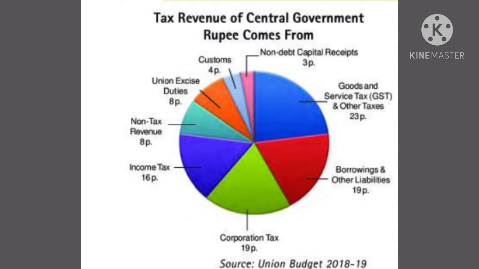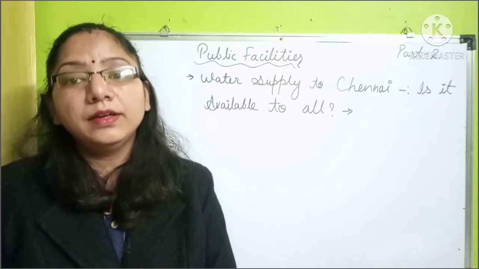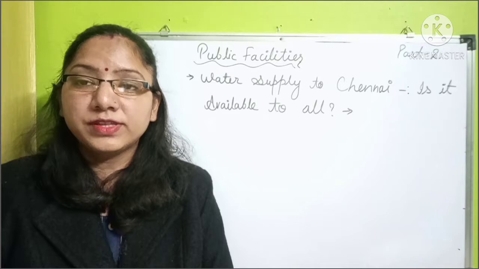In the others, we can include many things. So this is the budget. Here we have seen different types of sources of the government's income and the different ways of the government's expenditure.